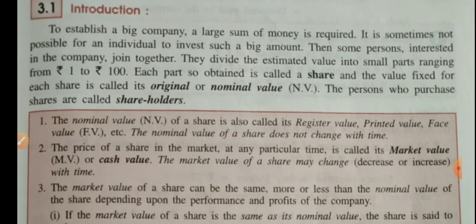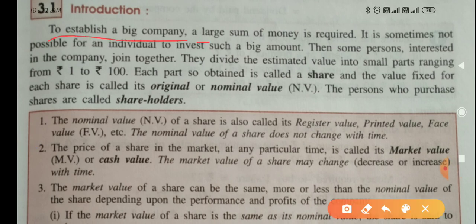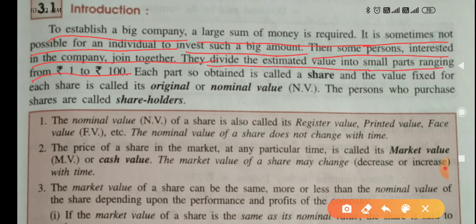You see here, it is written, to establish a big company, a large sum of money is required. It is sometimes not possible for an individual to invest such a big amount. Then some persons interested in the company join together. They divide the estimated value into small parts ranging from rupees 1 to 100. Each part so obtained is called a share, and the value fixed for each share is called original or nominal value, NV. The persons who purchase shares are called shareholders.